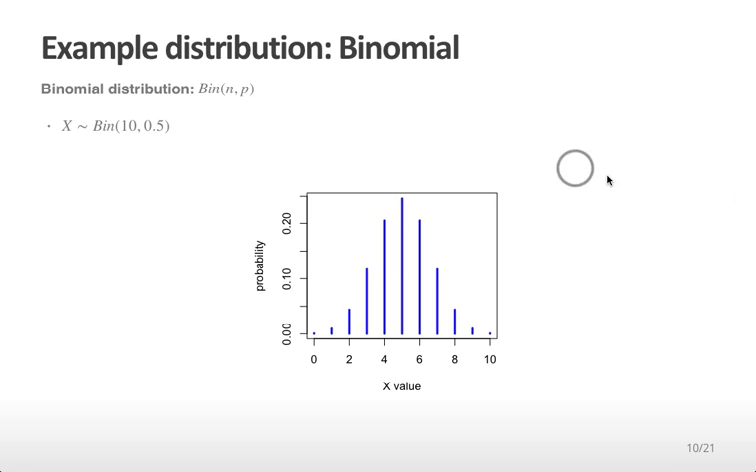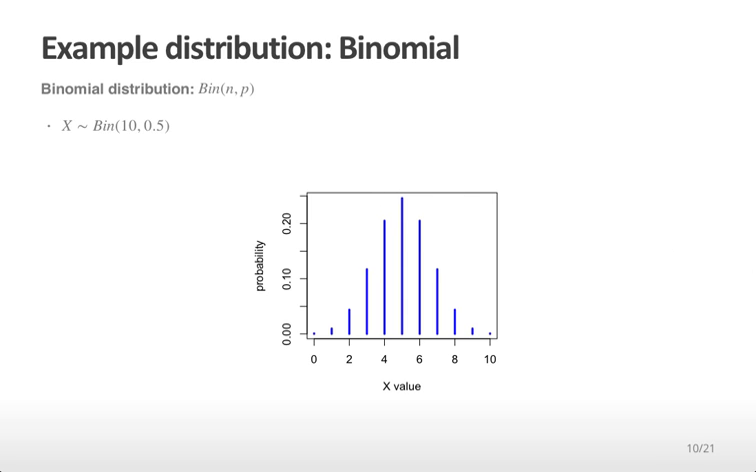So for example, if you flip 10 coins and the probabilities are all fair, X is a binomial distribution with n equal to 10 and p equal to 0.5. This plot shows the values corresponding to the different number of heads that you might get from 0 to 10 and the probability that you get that number of heads. So for example, a value of 5 heads comes up about 25% of the time.